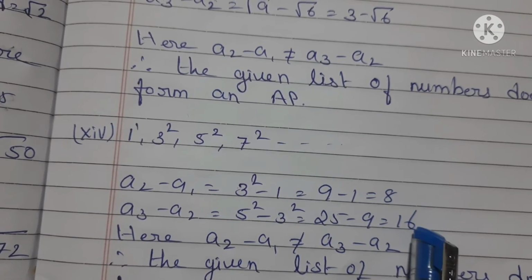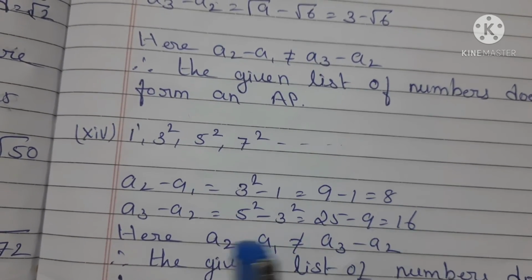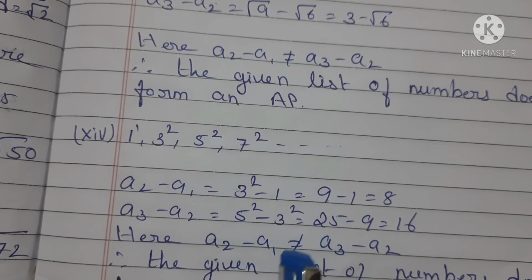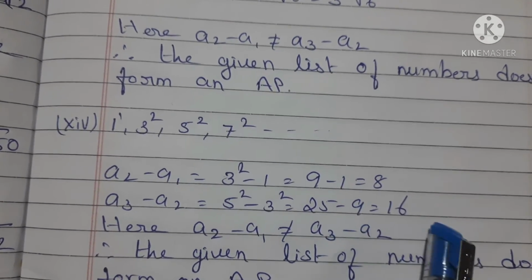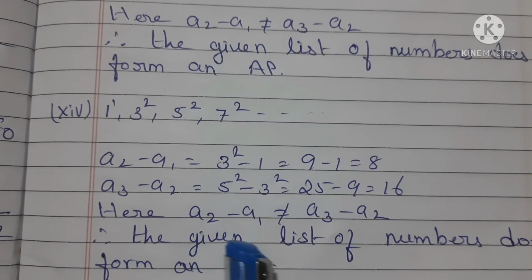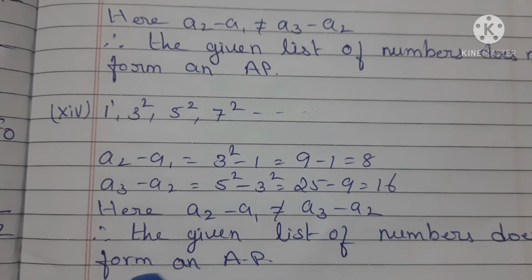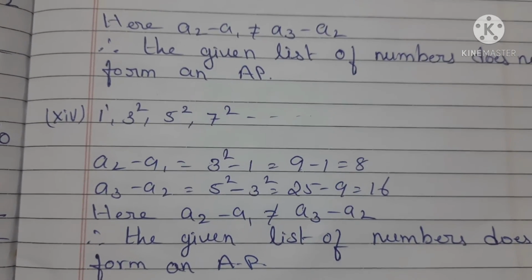Now these two values are not equal. Therefore A2 minus A1 not equal to A3 minus A2. Therefore the given list of numbers does not form an arithmetic progression.